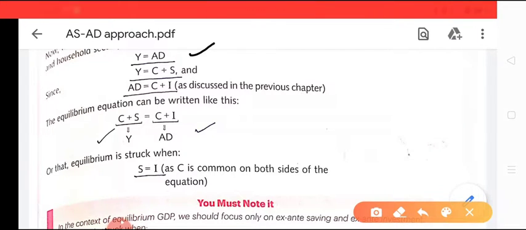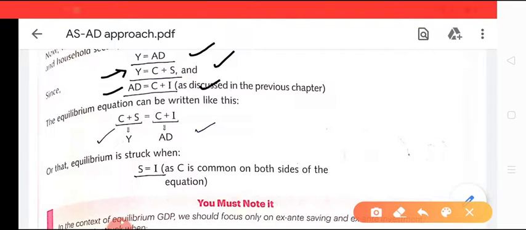What is this Y? Y denotes the income in the economy. So Y means income. Income is either consumed or it is saved. We can also write it as Y is equal to C plus S. On the other hand, aggregate demand in an economy, as it is a two-sector model, AD is equal to C plus I.